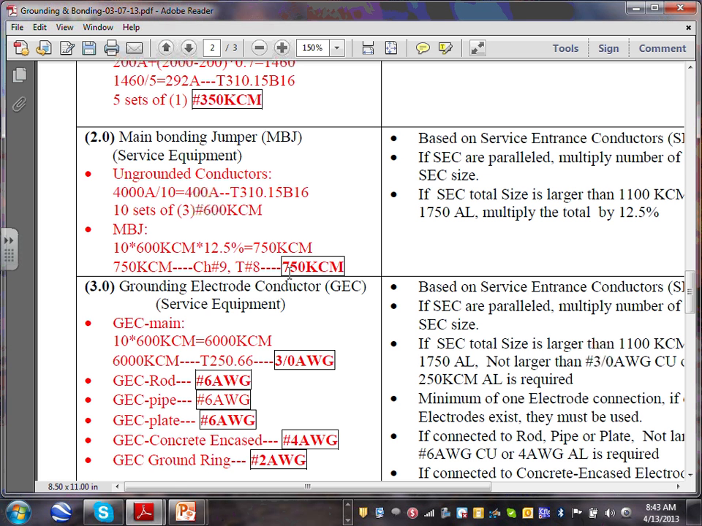Any comments, guys? Any questions about that? So your main bonding jumper is going to be 750 kcmil. Could that be paralleled? Yeah, you have to use one conductor. Okay, very good point. When it comes to the main bonding jumper, I'll get into this in one little second. Yes, it could be paralleled too. I'll show you how to size them. Why would you do that? Because it's too big. Yeah, I don't think there's anything that I know of that says it cannot be paralleled.